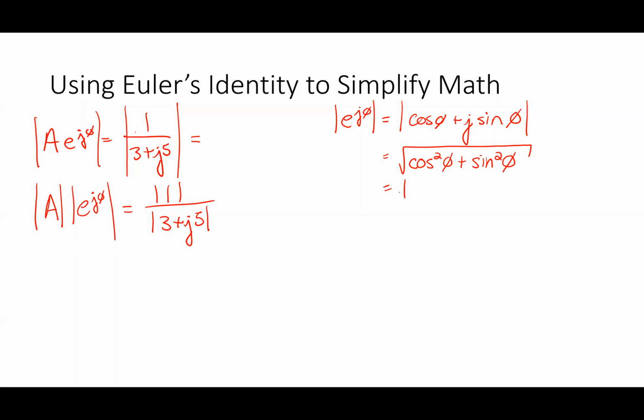I wanted to make sure that you saw that. The magnitude of A e to the j phi, just to be clear, let's put it over here: the magnitude of A e to the j phi is A, whatever A is. The angle of A e to the j phi is what? Always.